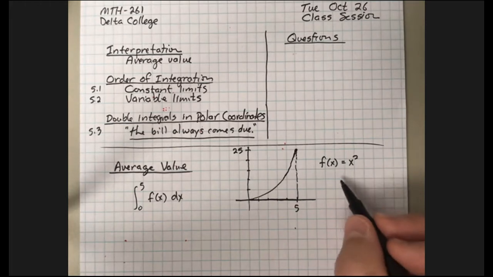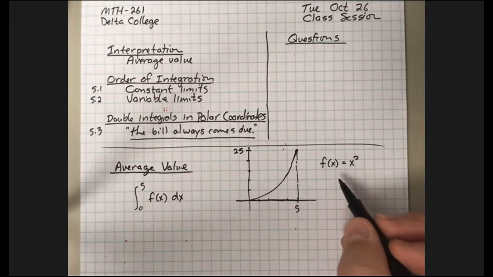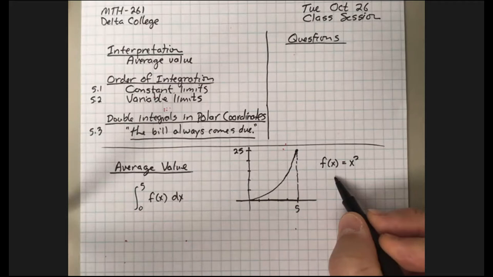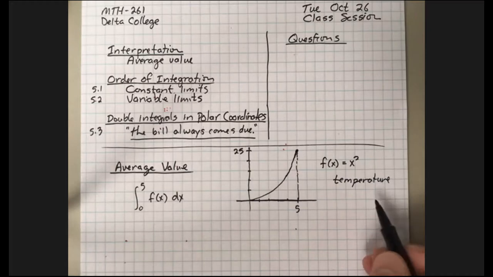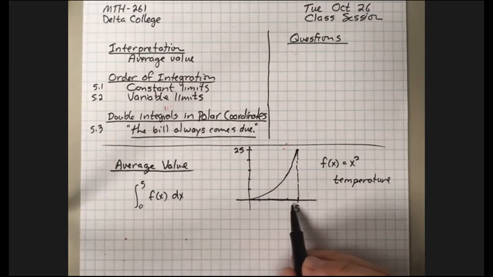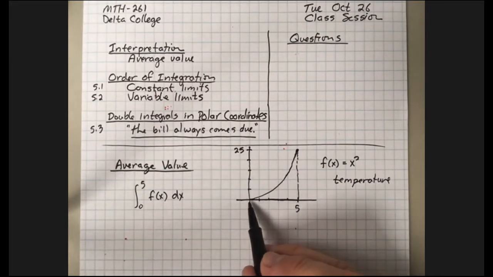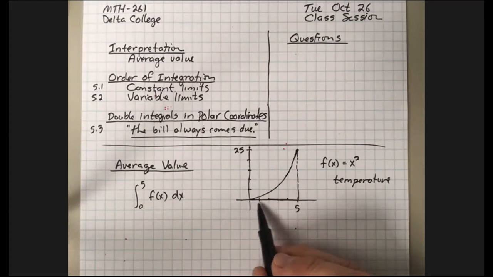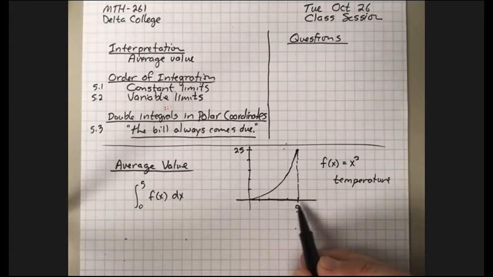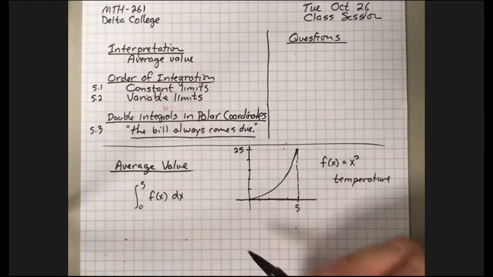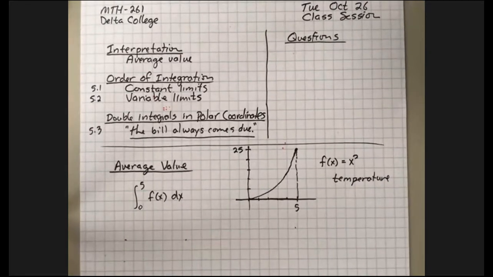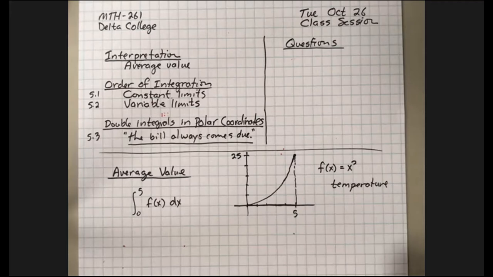But now let's call this f not density or height. Let's call the f temperature. And let's say that at every point along this rod, a thin wire, this wire has a different temperature. And at this point at the left end, the temperature is zero. And this point at the right end, the temperature is 25. And I won't make any reference to temperature units. I'll just call it a bland number.